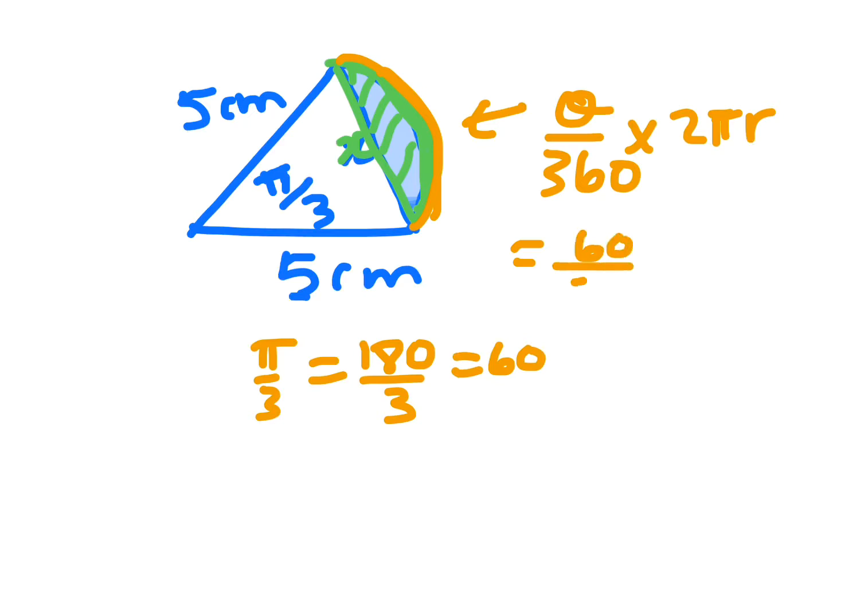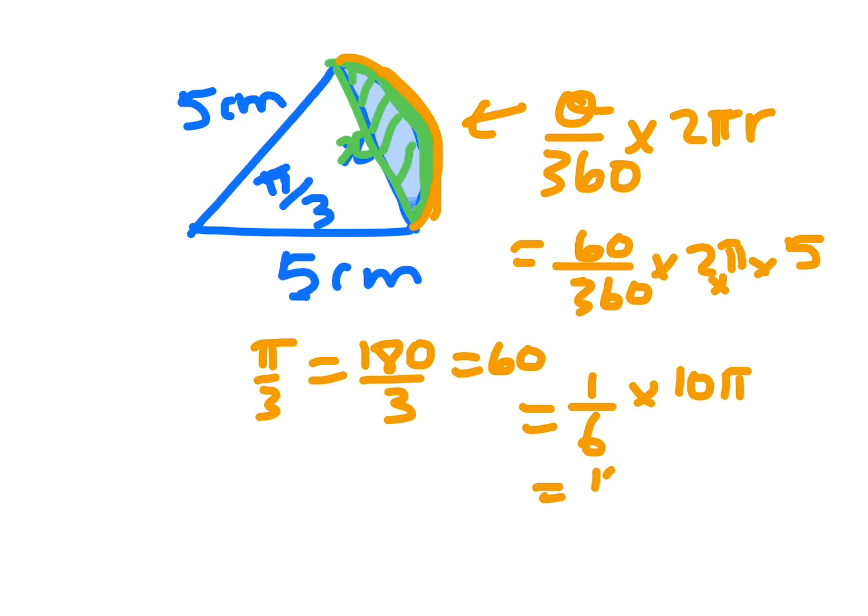So it's going to be 60 on 360 times 2 times pi times 5. So that would be 1 on 6 times 10 pi. So it's going to be 10 over 1. So 10 pi times 1 is 10 pi, 6 times 1 is 6. So it's 5 pi on 3. That's what that length there is.